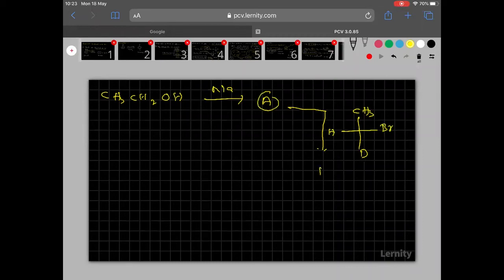So identify A and B. That's the question. Identify A and B. I think you are solving this question.